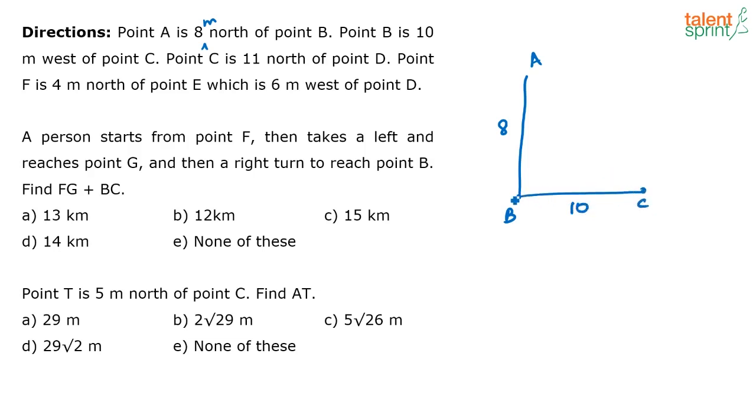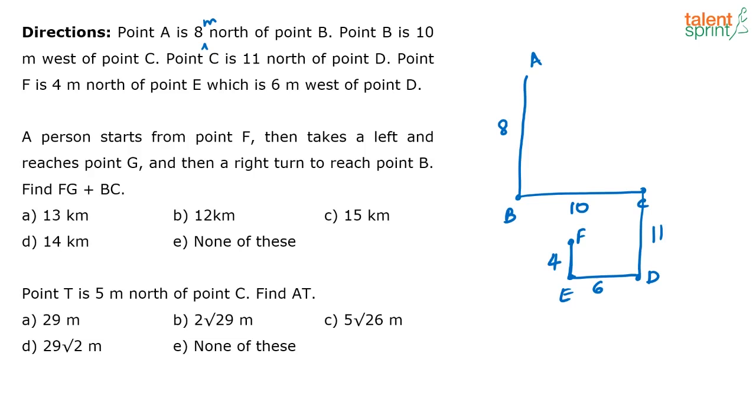So point B is 10 meters to the west of point C. Point C is 11 meters to the north of point D. Point F is 4 meters to the north of point E, which is 6 meters to the west of point D. So E is 6 meters to the west of point D, and point F is 4 meters to the north of point E. So this is the directions diagram that we have.